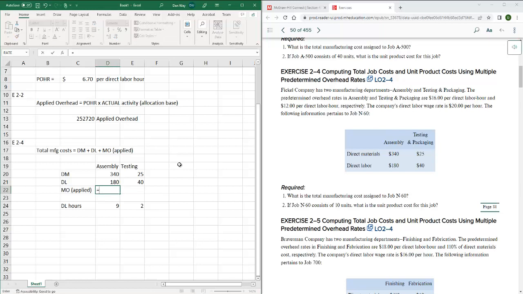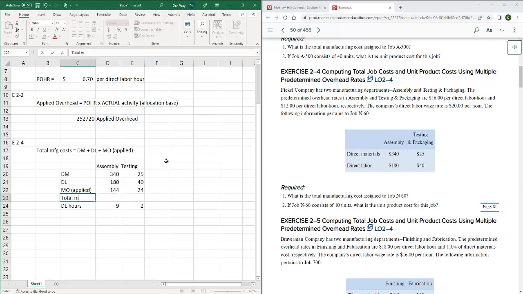So the predetermined overhead rate in assembly was that $16 per labor hour. And we just said 9 labor hours were worked in assembly on the job. So 16 times 9 means I'm applying overhead of $144. Over here in testing, that predetermined overhead rate was $12 per labor hour. And just 2 labor hours were worked on this job here in testing. So 12 times 2, $24 in applied overhead just in that testing department.